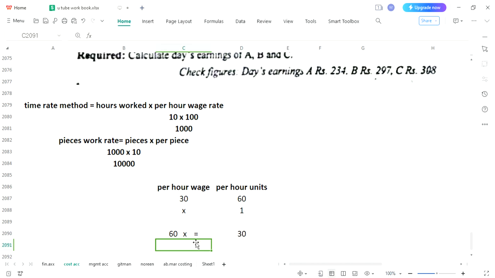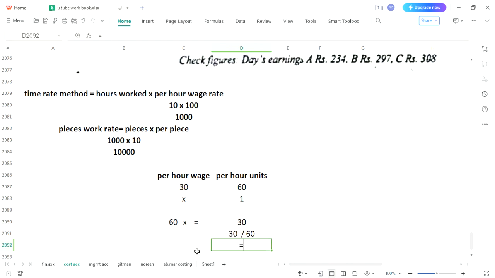Next step, 60 is being multiplied with x. We want to take it to the opposite side. So when you take it to the opposite side, the sign would be changed and it would be divided. 30 was already present, and you want to take this 60 to the opposite side. Here it is multiplied, and on the opposite side it would be divided, and now you will get 30 divided by 60. Amount we can calculate, 30 divided by 60, so we have 0.5.